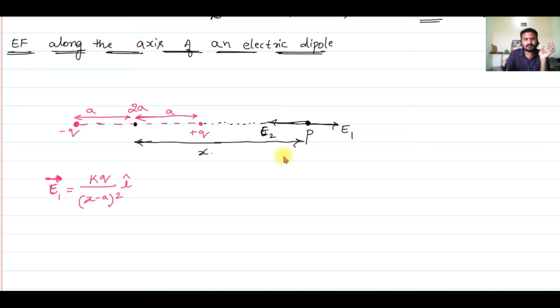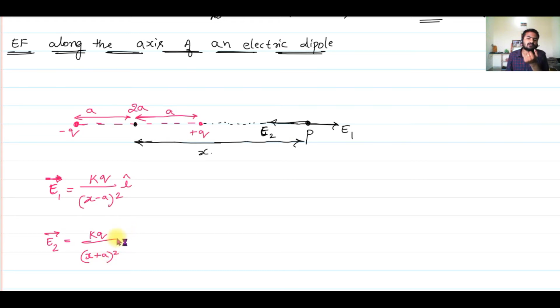I'll have to multiply it with minus i cap. Then let me write here E2. E2 is what? Electrical field due to the negative charge. How much will be the magnitude? It will be kq divided by the distance from the negative charge to this point P, which is x plus a. So I can write it as x plus a the whole square, right?